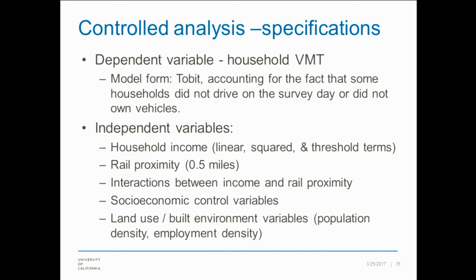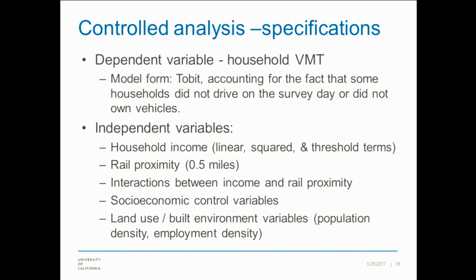For example, higher income households who live near rail may also have a smaller household size, and they may be less likely to have children in the household than the lower income households who live near rail. And if that's the case, then you would expect lower VMT associated with those households. So what we do is we do this controlled analysis in which we stick a bunch of independent variables into the equation, and we try to see what the separate controlled effect of income and rail proximity together have on VMT.